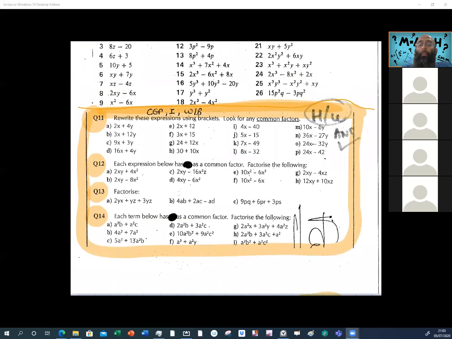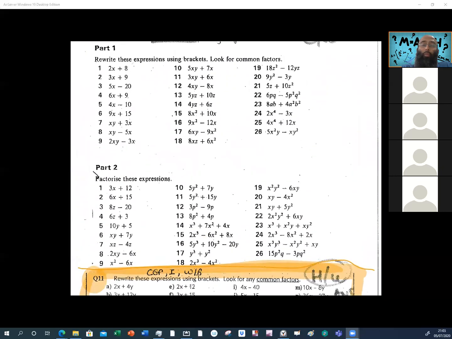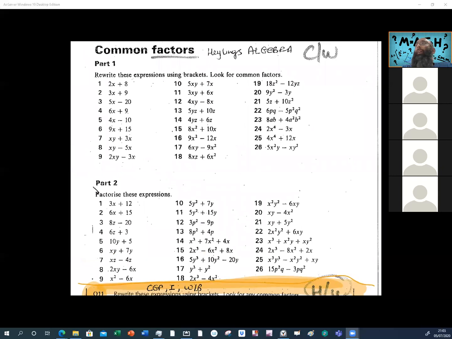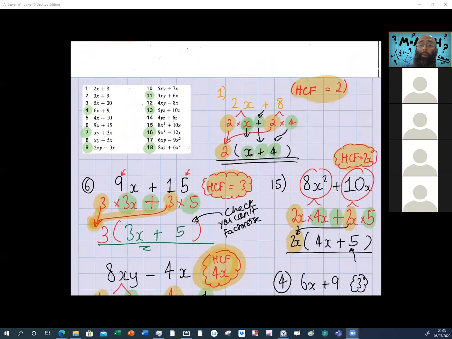Okay. So questions 11, 12, 13, 14 of homework have answers provided. Questions 1 and 2, parts 1 and 2, are for extra practice for anybody who wants to practice them, or any parents that want to make the kids do that as well. No problem. Next.